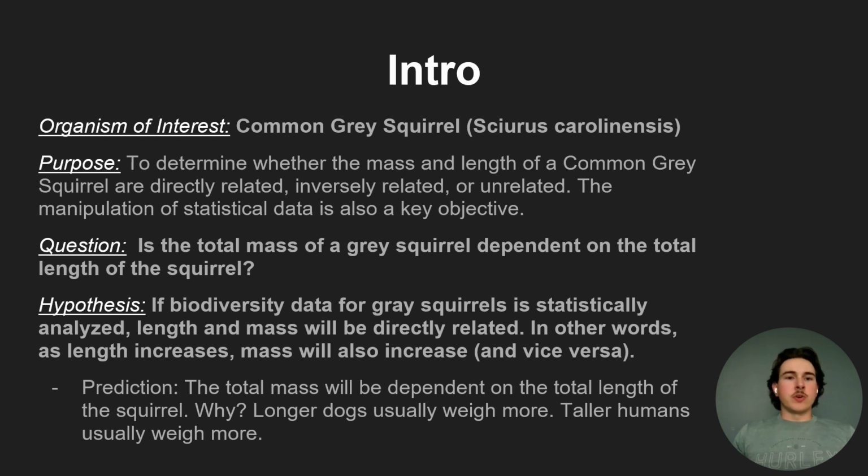So the main question was, is the total mass of a gray squirrel dependent on the total length of the squirrel? From that question, the hypothesis was made that if this biodiversity data is analyzed, the length and the mass will be directly related. In other words, as the length increases, the mass also increases. Vice versa, if the mass decreases, the length would also decrease. Obviously, this prediction was made because usually the longer something is, the more it weighs. If you think about it, taller people usually weigh a little bit more than shorter people, and longer animals usually weigh more than shorter animals. So that was the basis behind the hypothesis.